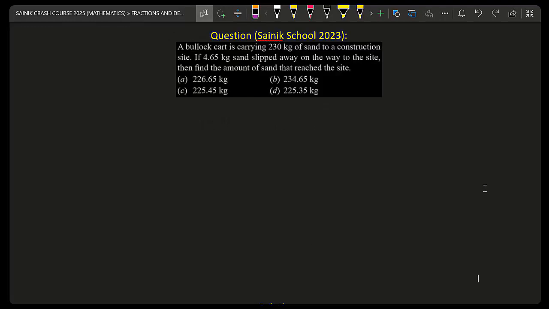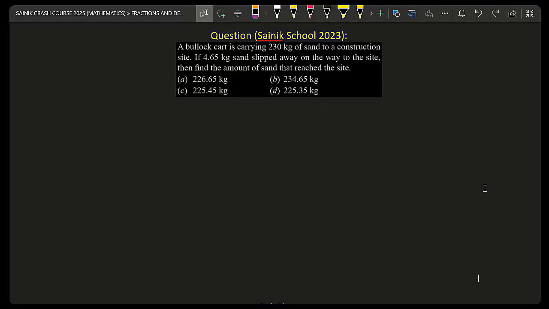A bullock cart is carrying 230 kgs of sand to a construction site. 4.65 kg sand slipped away on the way to the site. Then find the amount of sand that reached the site. Will you say 4.65 as decimal? After the decimal point, you have to call the digits separately. Don't say 65 after the decimal. You should say 4.65, separate digits you should say.